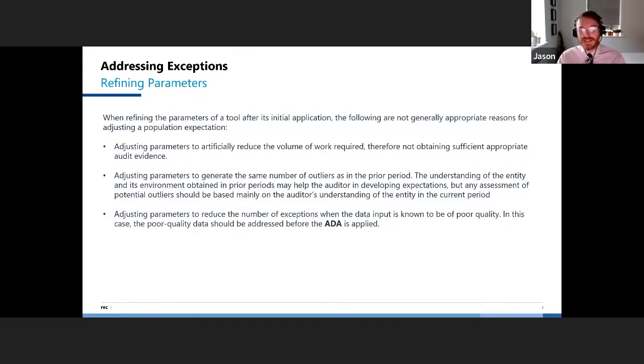A big one was thinking about reducing the number of exceptions when the data is known to be of poor quality. If people have put poor quality data in, as we've mentioned before, you often get poor quality results. And so we said that where your data is not of a very good quality, going in and really trying to deal with that data issue by addressing parameters later isn't really the right way. In that case, poor quality data needs to be addressed before the audit data analytic is applied, because better quality data going into the analytic is going to lead to a better outcome.